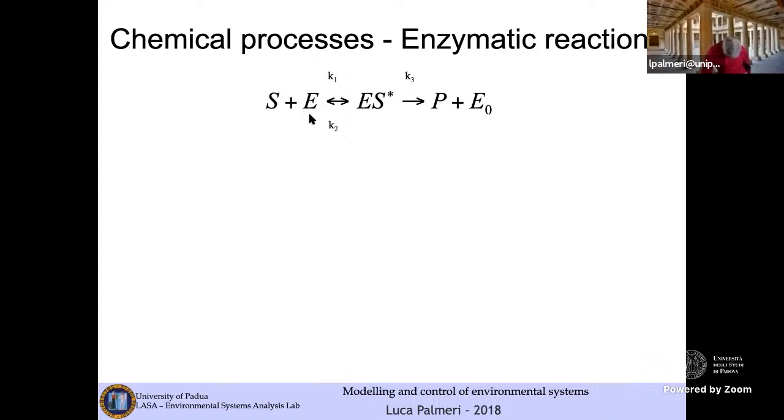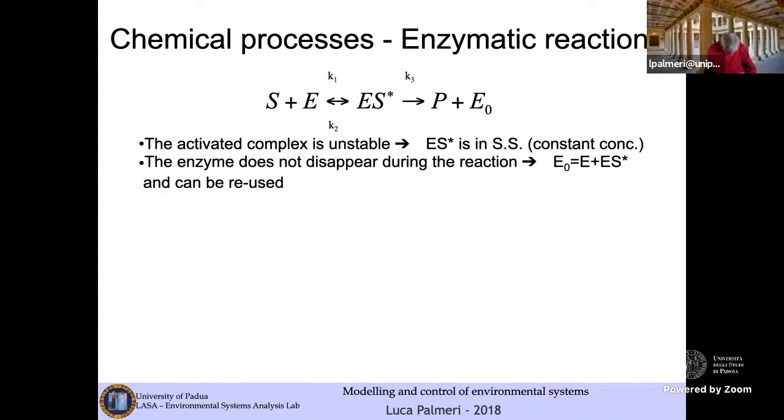And then the third part of the reaction is the last chemical process in which the activated complex ES star is transformed into the product of the reaction plus a quantity of enzyme E0. The activated complex is unstable, meaning that ES star is in a steady state, or if you want, constant concentration, so that when a part of the substrate is activated by the enzyme, reversely, we have a deactivation process.